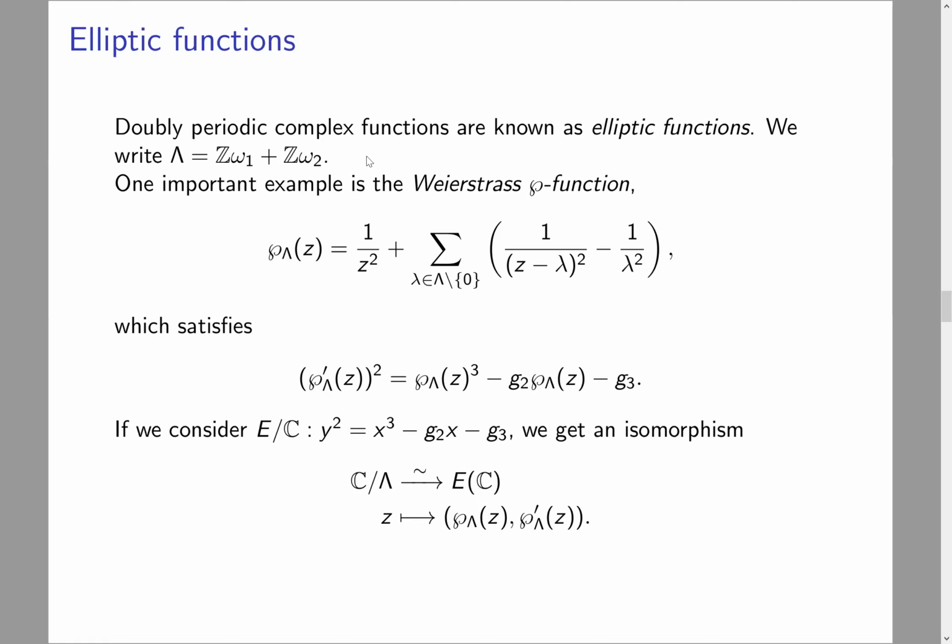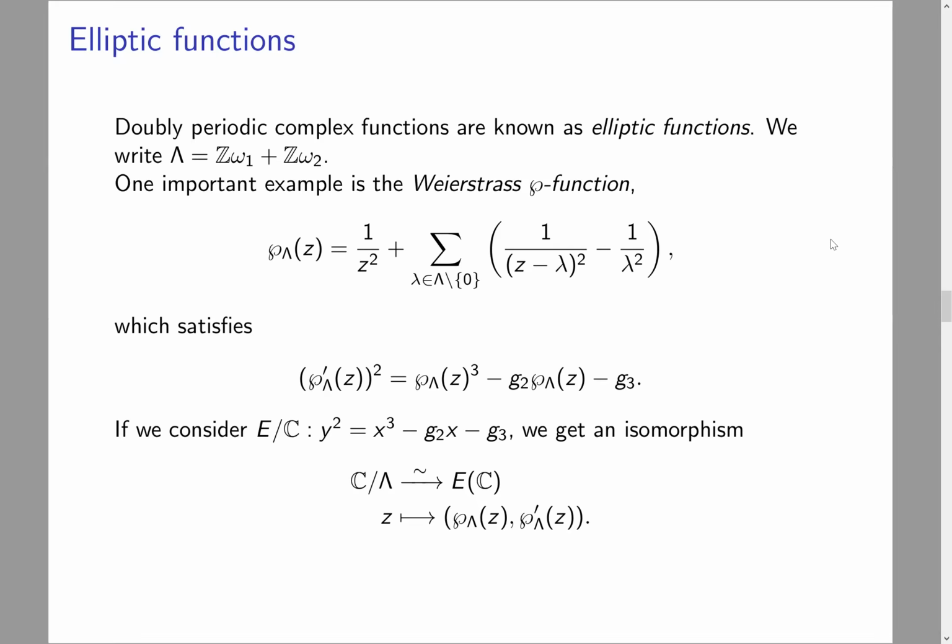So omega 1 and omega 2 are complex numbers, and you look at all the integer linear combinations of this. So this gives you a lattice, this discrete set of points in the complex numbers. And associated with the lattice, you get a very specific function, the Weierstrass P function, which is defined in the following way. So you have a 1 over z squared at the front, and then you sum over the non-zero elements of the lattice, 1 over (z minus lambda) squared minus 1 over lambda squared.